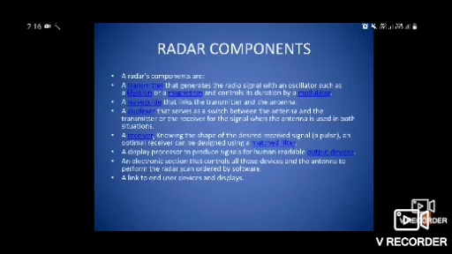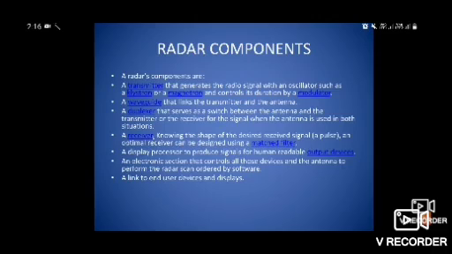So the duplexer acts as a switch between the antenna and transmitter, or the receiver and the antenna. That means a single antenna can be used for both transmission and reception. That is the main use of the duplexer.